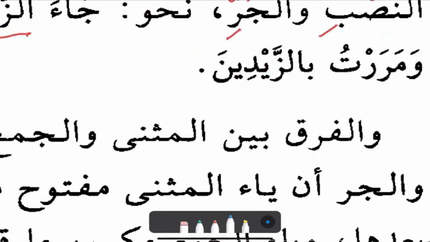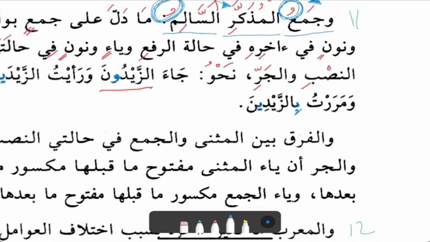ومررت بالزيدين, and I passed by the Zaids. So الباء حرف جر مبني على كسر, it's built with a كسر. الزيدين اسم مجرور, genitive noun. وعلامة جره يا لأنه جمع مذكر سالم, and its sign of being genitive is a ya because it's a sound masculine plural. If you have any question, go ahead and ask, please.